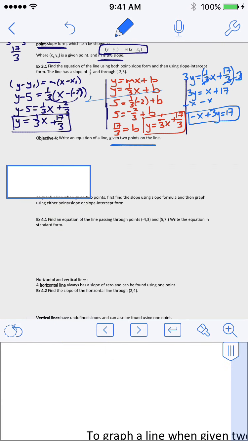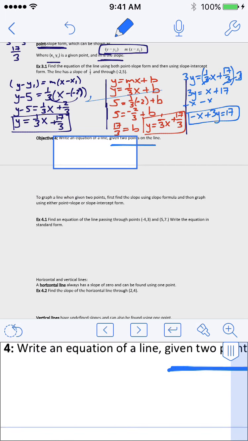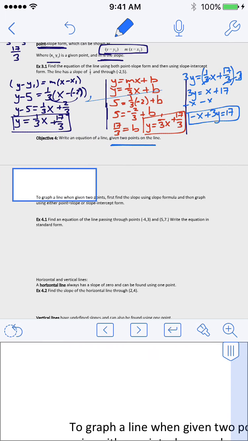Remember to pause the video at any time if maybe I'm going too fast, you missed something, you have a question, right? Please make sure you pause and get your questions answered.